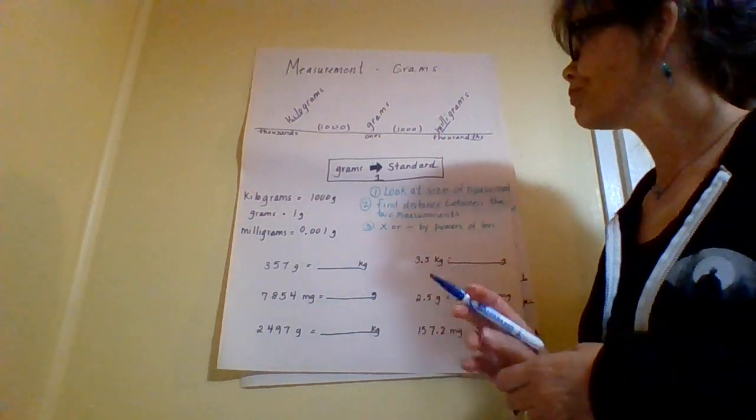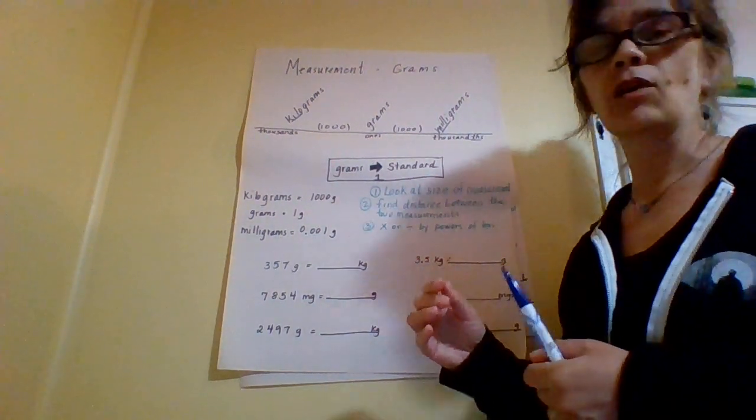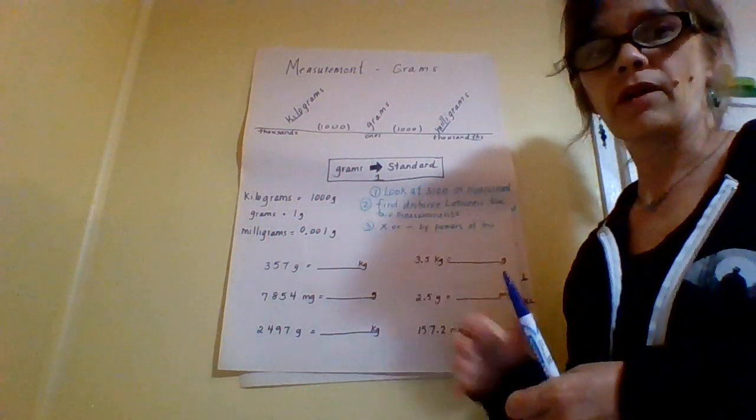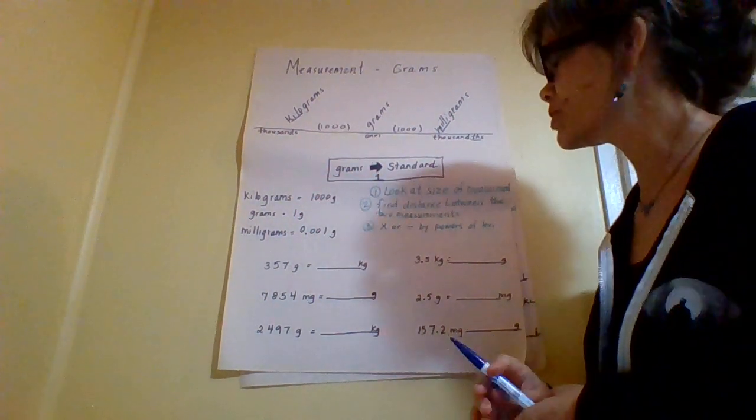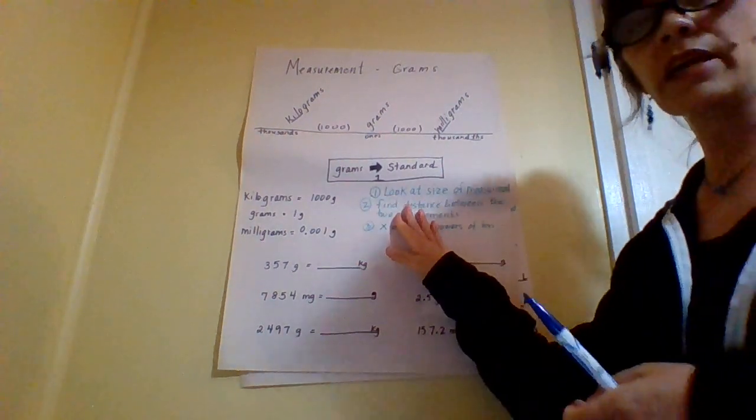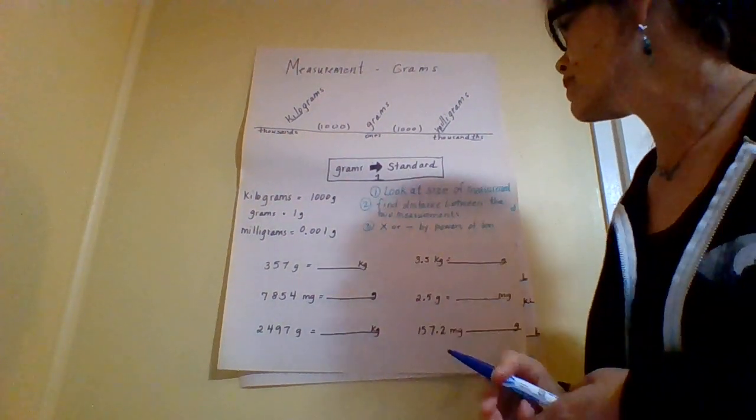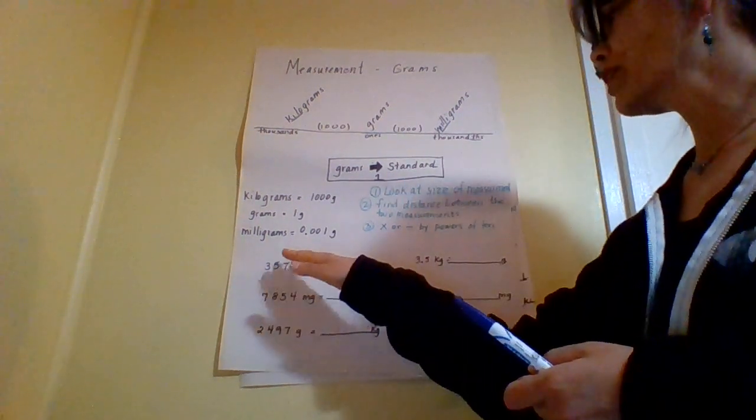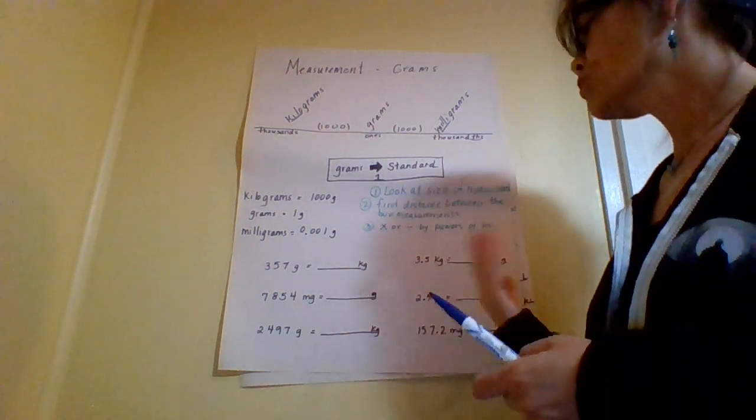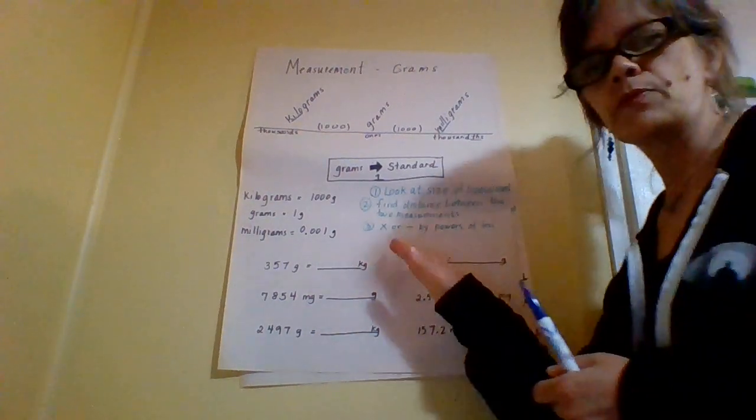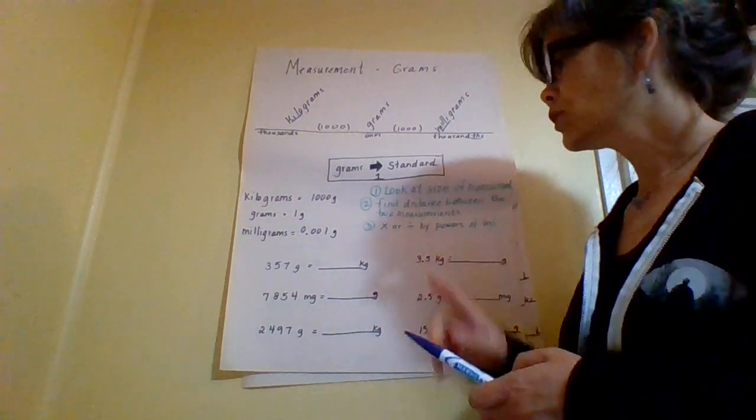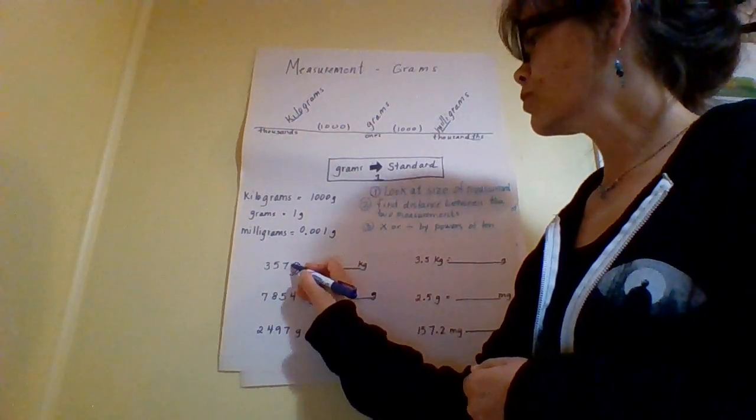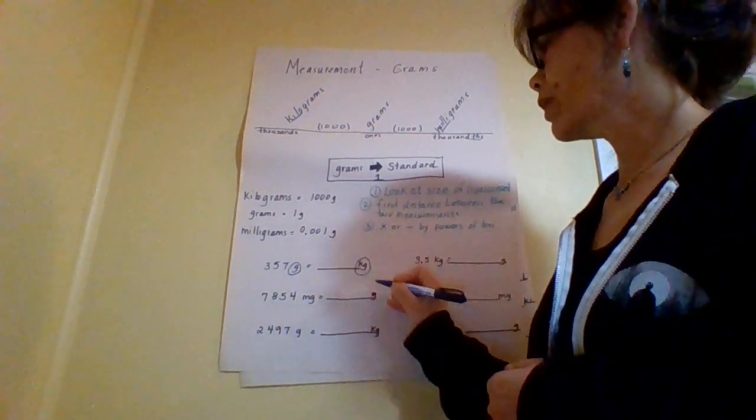It's itty bitty. And just like on Monday, I rewrote the 3 measurements up and down because I don't like sideways so much. And we're going to follow the same steps we followed on Monday. So our first step when we look at converting grams to kilograms or milligrams to grams or any of these measurements back and forth is we look at the size of the measurement. And so we start here with grams and kilograms.